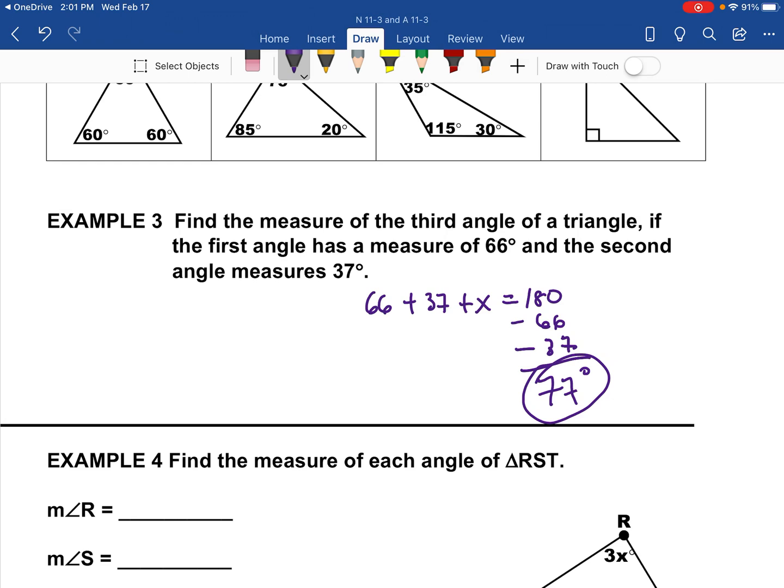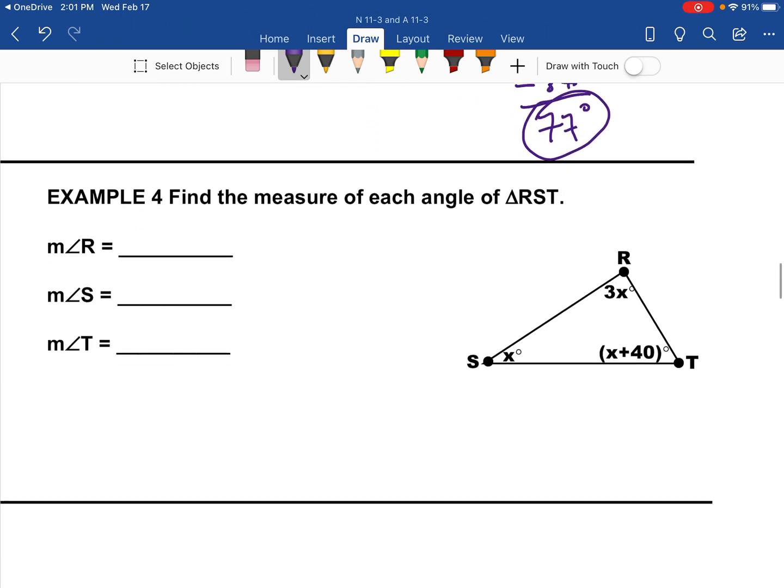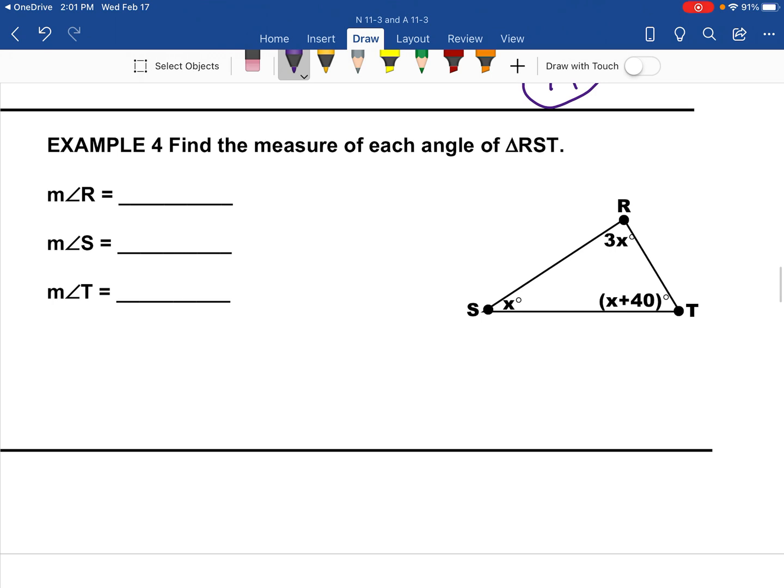All right, let's look at number 4. It says find the measure of each angle of triangle RST. Again, all three of them have to add up to 180 degrees. So I write an equation, x plus 3x plus x plus 40 equals 180 degrees. And we solve this equation. So first I'm going to combine like terms. Move the 40 over.